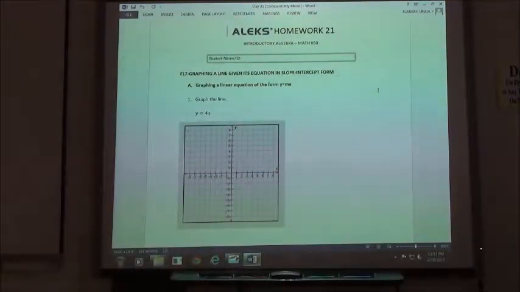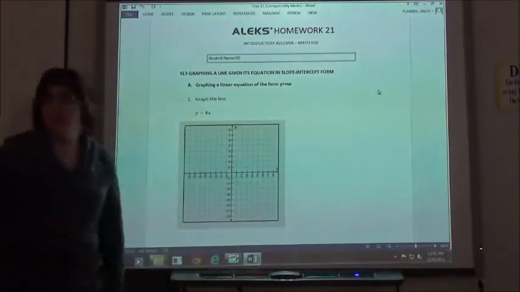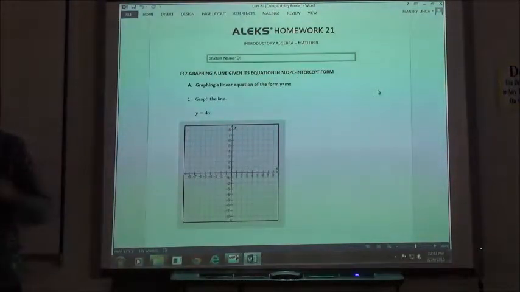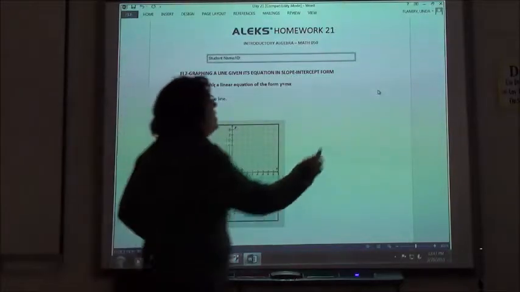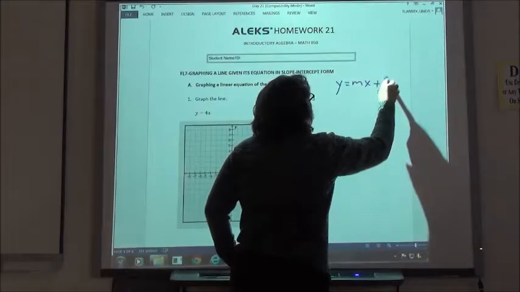All right, homework DA21. We are going to graph an equation in slope-intercept form, and they're going to give you 3 different versions of this problem. Slope-intercept form looks like this: y equals mx plus b.